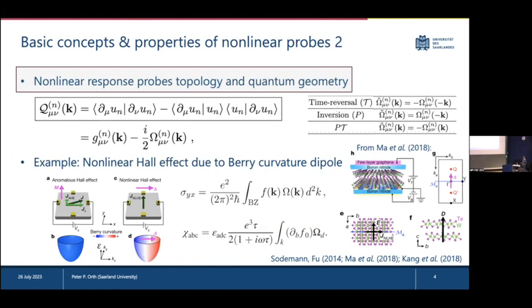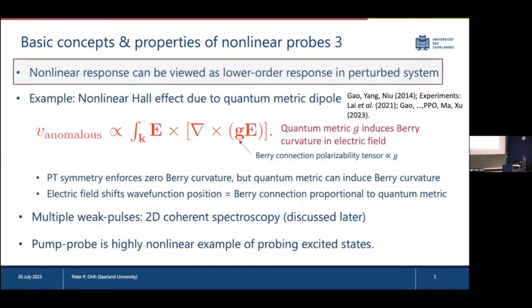The linear transverse response will be zero, which is given by the total integral of the Berry curvature. You would still have potentially a finite nonlinear response when you have such a dipole, meaning that the Berry curvature is positive in one part of the Brillouin zone and negative in another part of the Brillouin zone. So there's no monopole moment, but it has a dipole moment, and so you can see that in the nonlinear response.